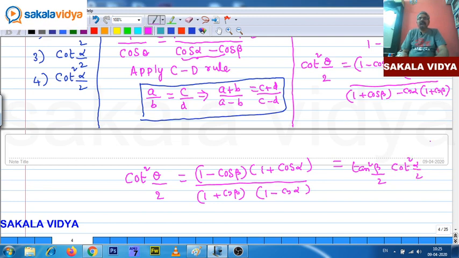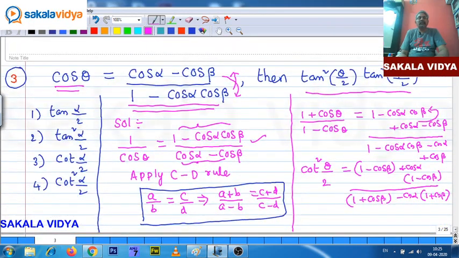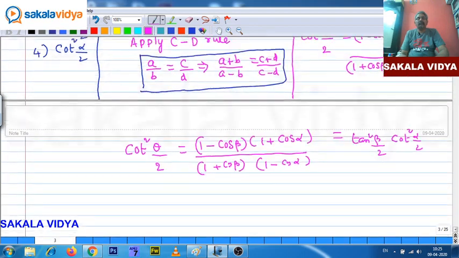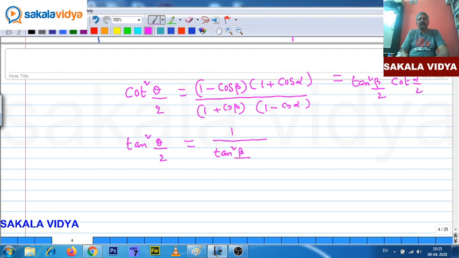But see the question once again. Let us come to the question. We need to find tan square theta by 2 and tan square beta by 2. So tan square theta by 2 means the reciprocal of this one, right? So tan square theta by 2 equals 1 by tan square beta by 2 into cot square alpha by 2, we can write it.